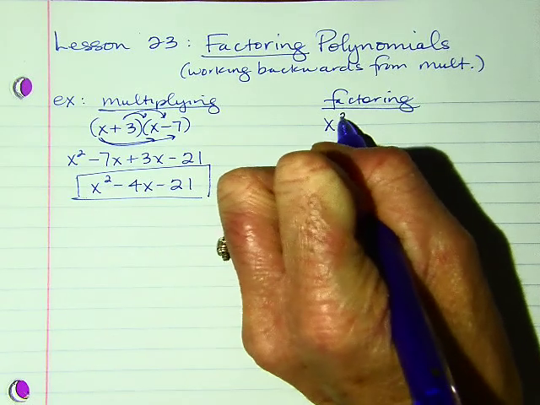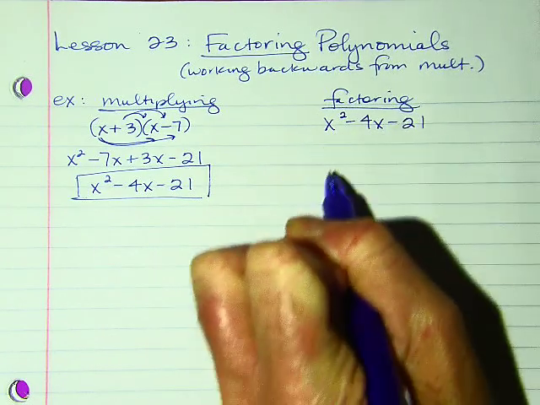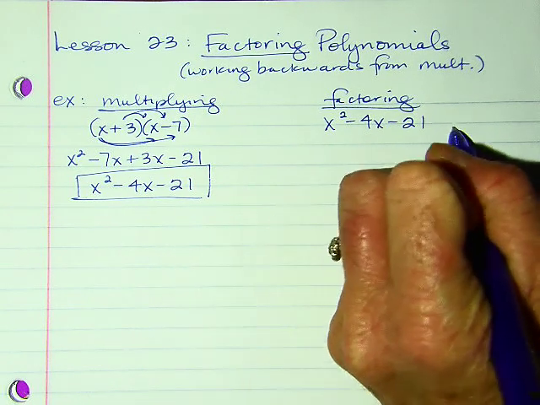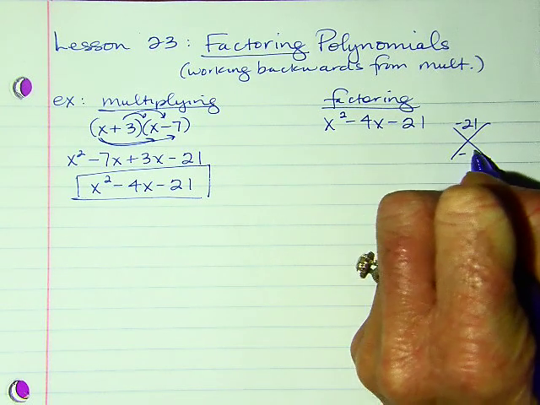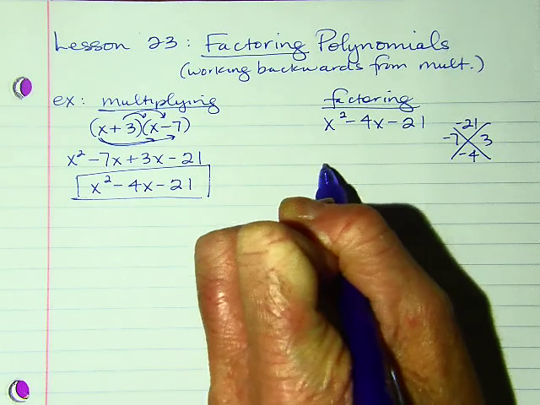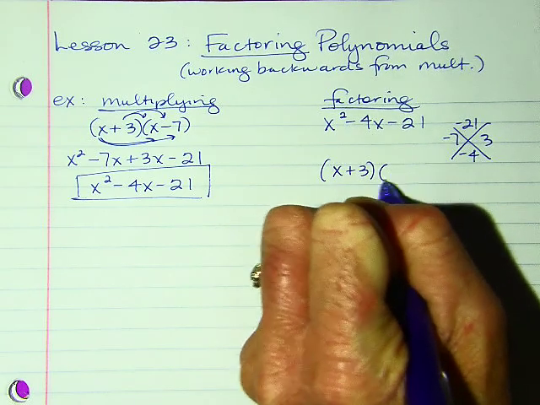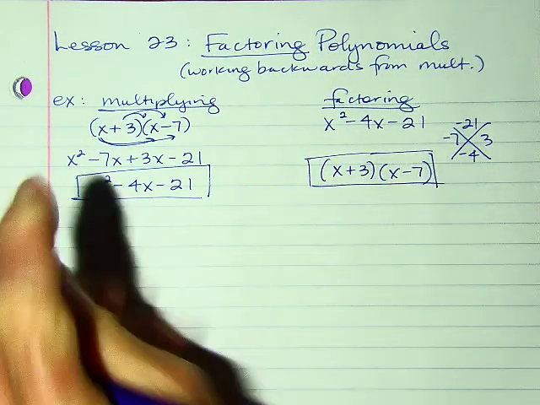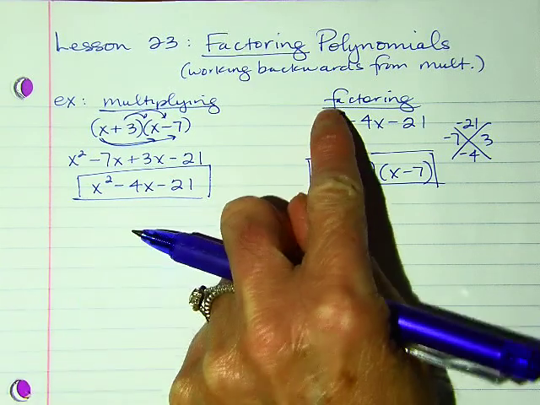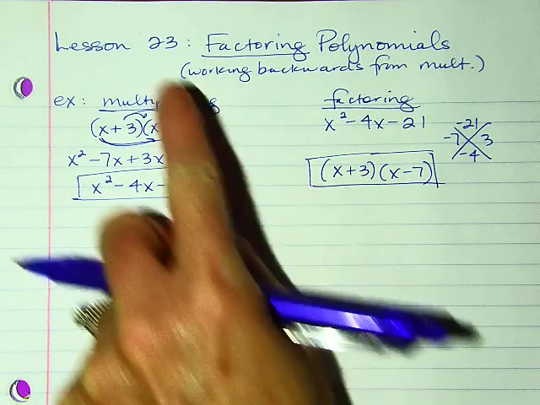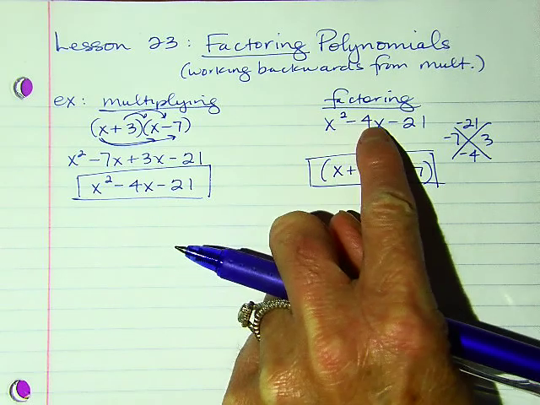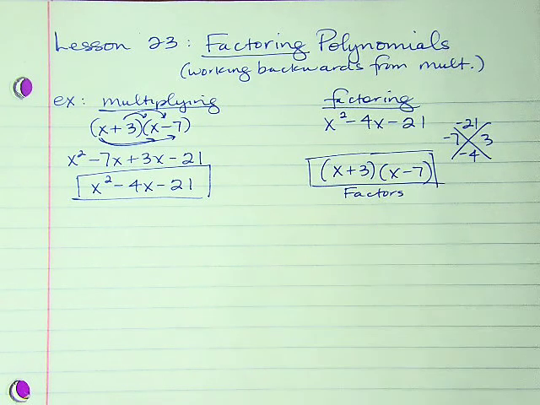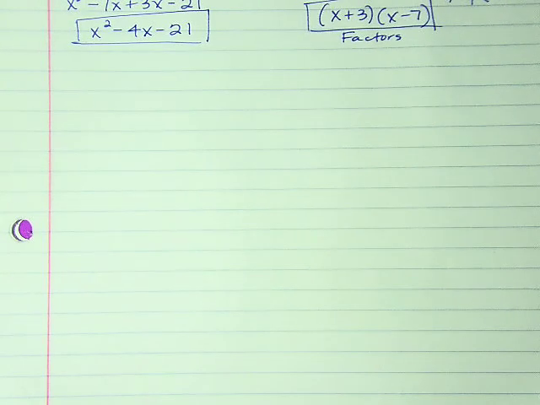Factoring is when we start with the polynomial and work backwards to the factors. And so in this case, I would work backwards using my x tool. I have negative 21, and I'll teach you how to use this in a second. Negative 7 and 3. So my factors are x plus 3 and x minus 7. So notice the difference: in multiplying we produce a polynomial, and in factoring we start with the polynomial and produce the factors. These are called factors.